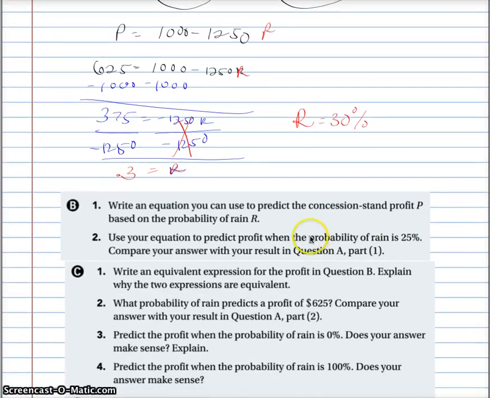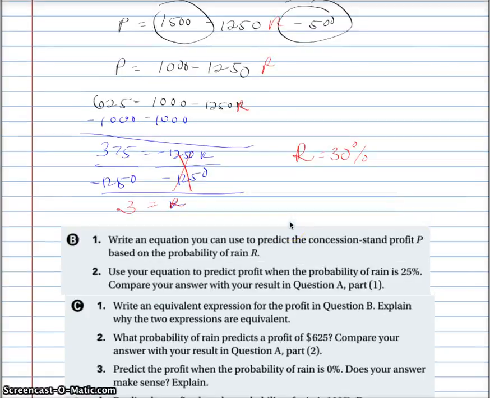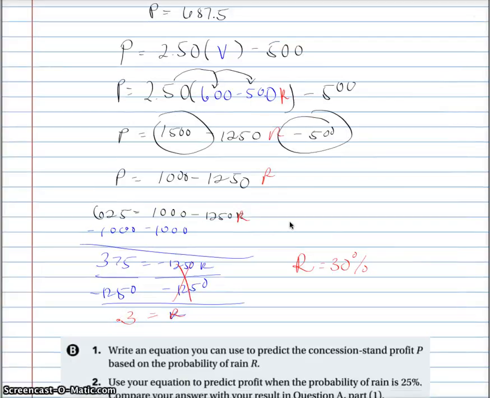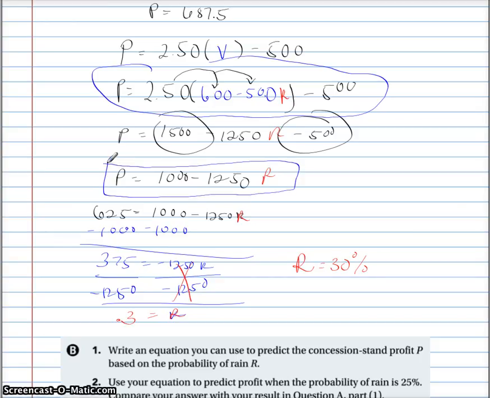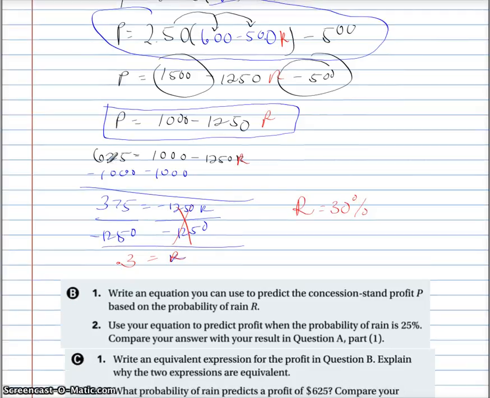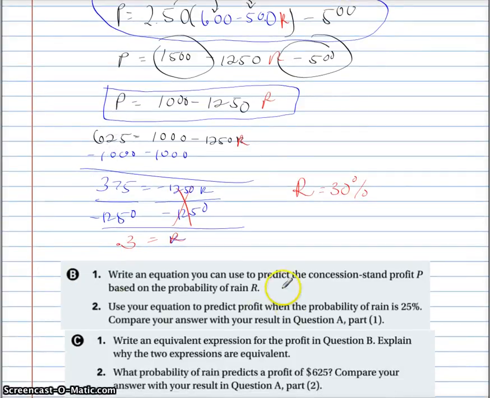Write an equation that you can use to predict the concession stand profit P based on the probability of rain. So we did that already, and we actually did that right here. This is our equation right here. But we didn't want to use all that, so we reduced it down. We distributed, we combined like terms. This is a nice, simple equation. It's just the right amount of information. So the profit is equal to 1000 minus 1250r.